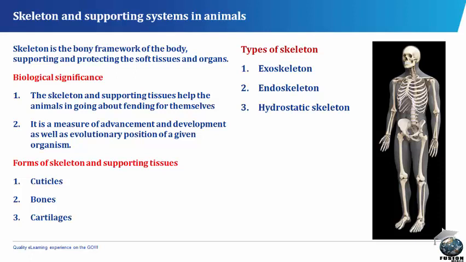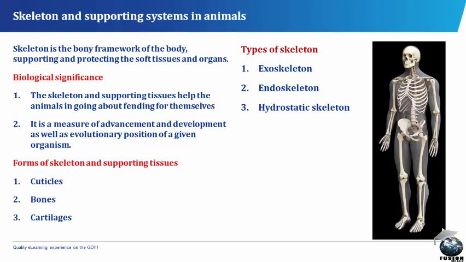There are types of skeletons. These include 1. Exoskeleton, 2. Endoskeleton, and 3. Hydrostatic skeleton. The exoskeleton means the possession of external skeletal tissues that enclose, protect, support, and mobilize the organism. It equally gives the animal shape.